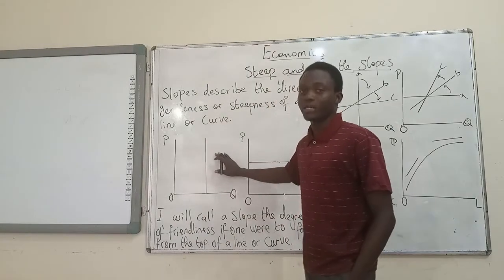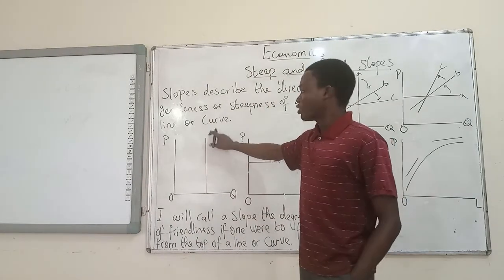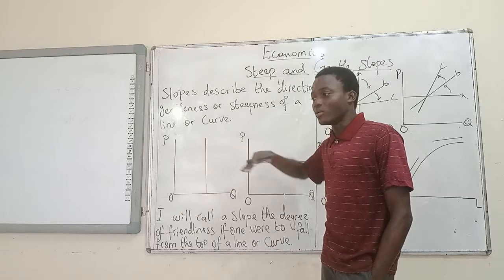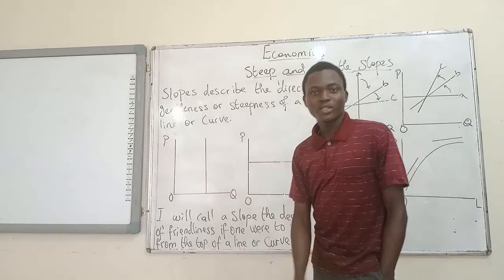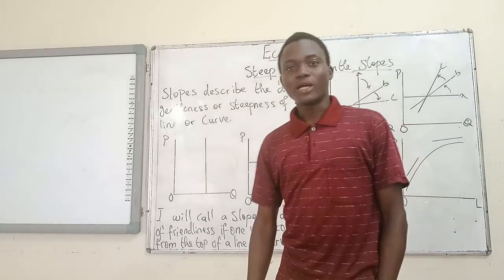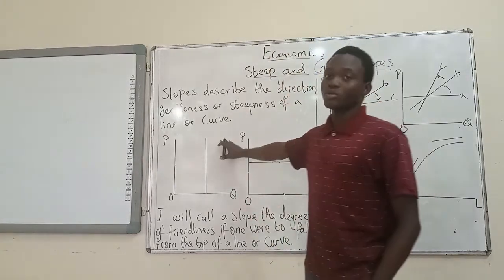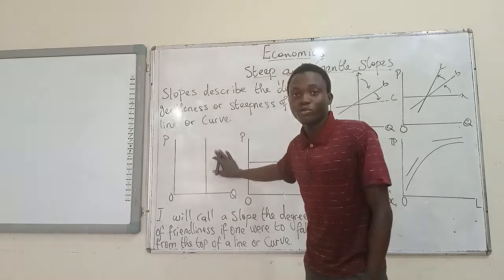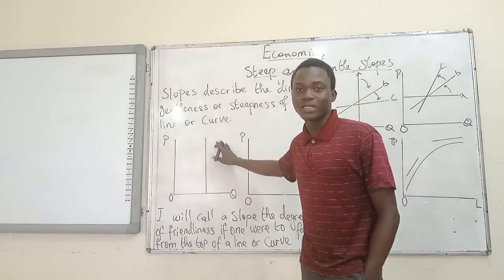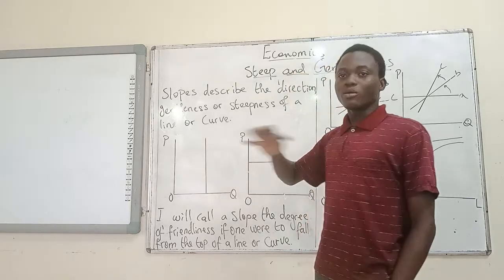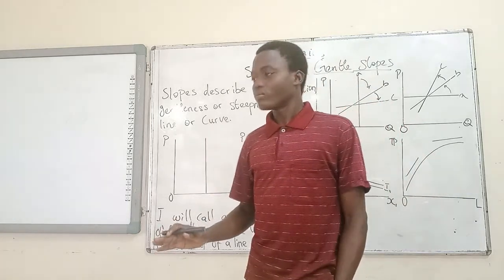Now, if you look at this line, if someone were here and something mistakenly makes the person fall from this point to this point, what do you think is going to happen? The person is likely to die or break many bones. So this is not friendly at all. This kind of line is not friendly if one were to fall from the top of it to the bottom of it. This is what we call a perfectly steep line. It is steep. It is not friendly at all.